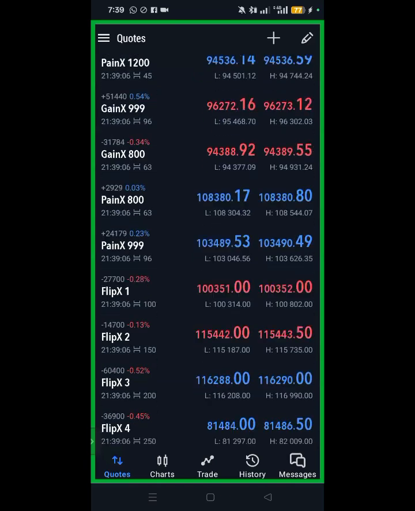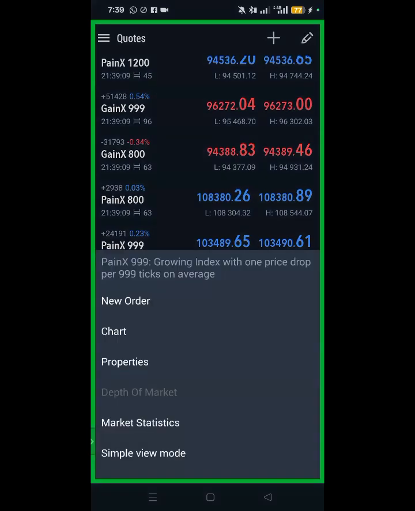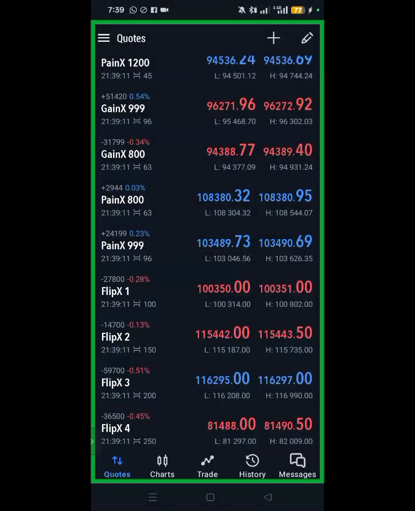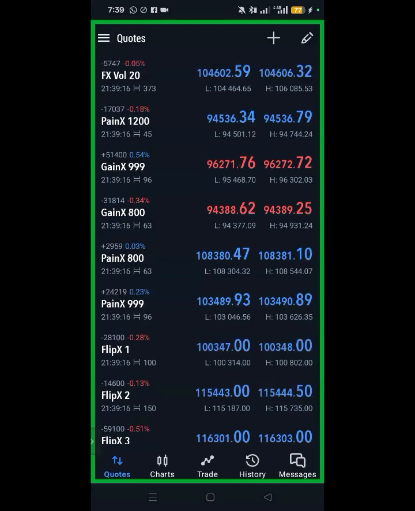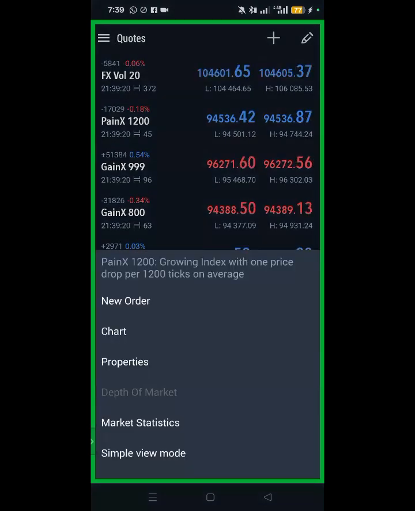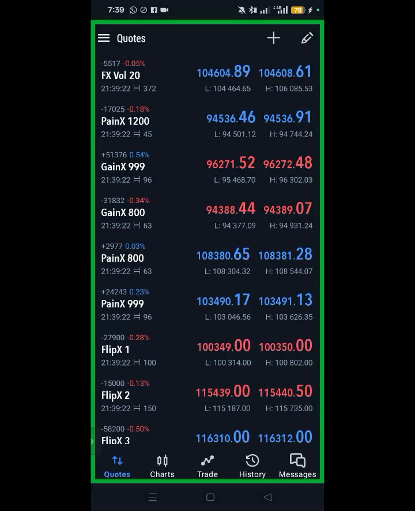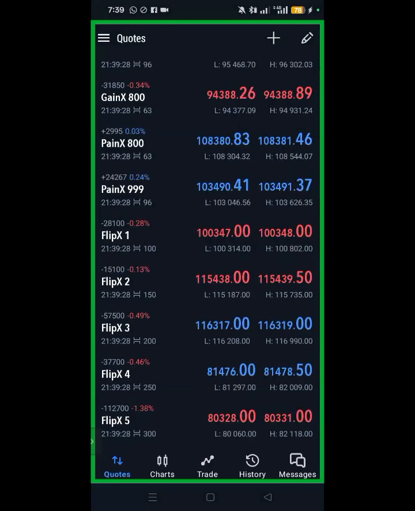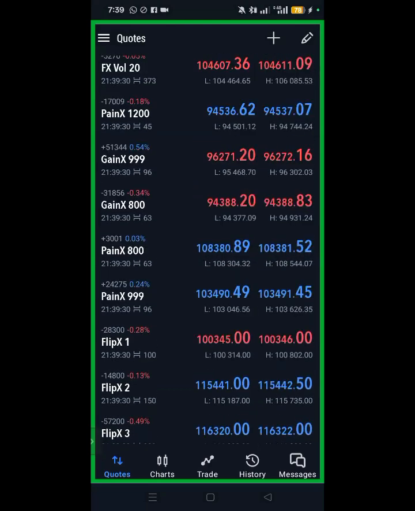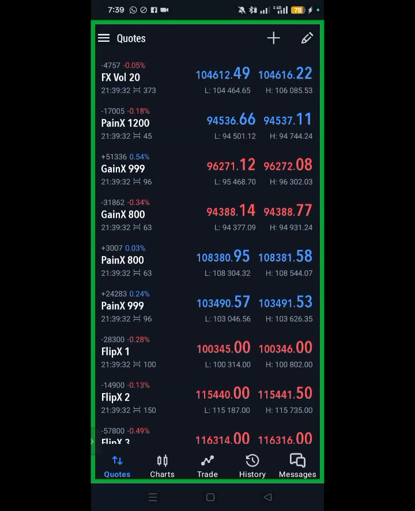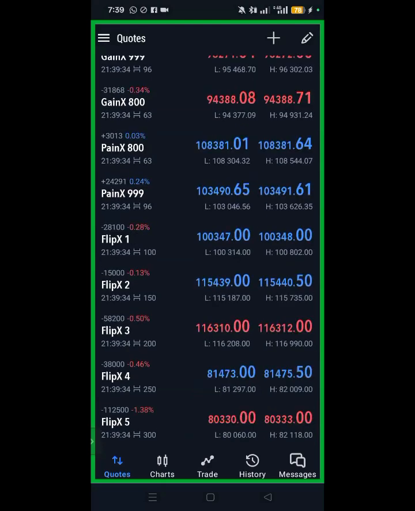The higher the number, you see there's pain X99, the one I just clicked now. There's pain 800, and there's pain 1200. The same thing you have in gain. You have gain X 800, gain X 99, and then you have gain X 1200. It's like I've not added the gain X 1200.